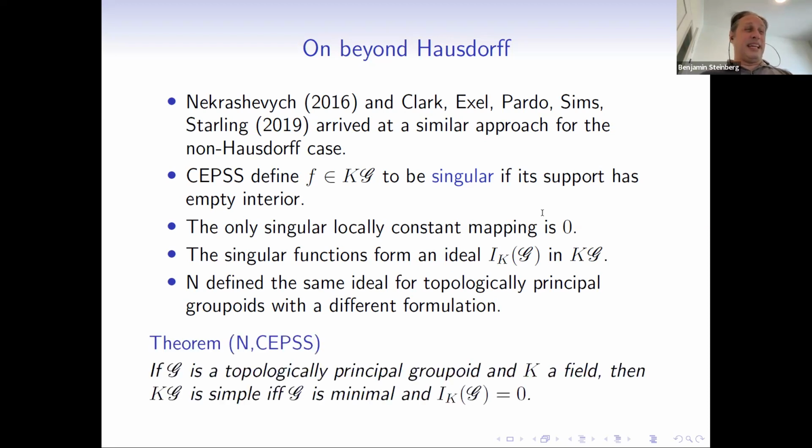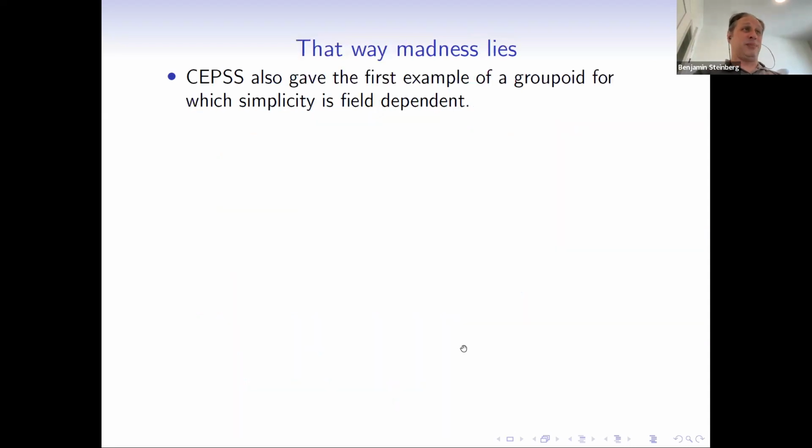And they proved that if G is topologically principal and K is a field, then Ks is simple if and only if G is minimal and this ideal of singular functions vanishes. So this gives a characterization for topologically principal. In the second countable case, effective, which we know to be a necessary condition, implies topologically principal. So in the second countable case, this is kind of general. But as I pointed out before, you have examples of uncountable inverse semigroups which have effective groupoids which are not topologically principal. So it doesn't quite answer Munn's question.